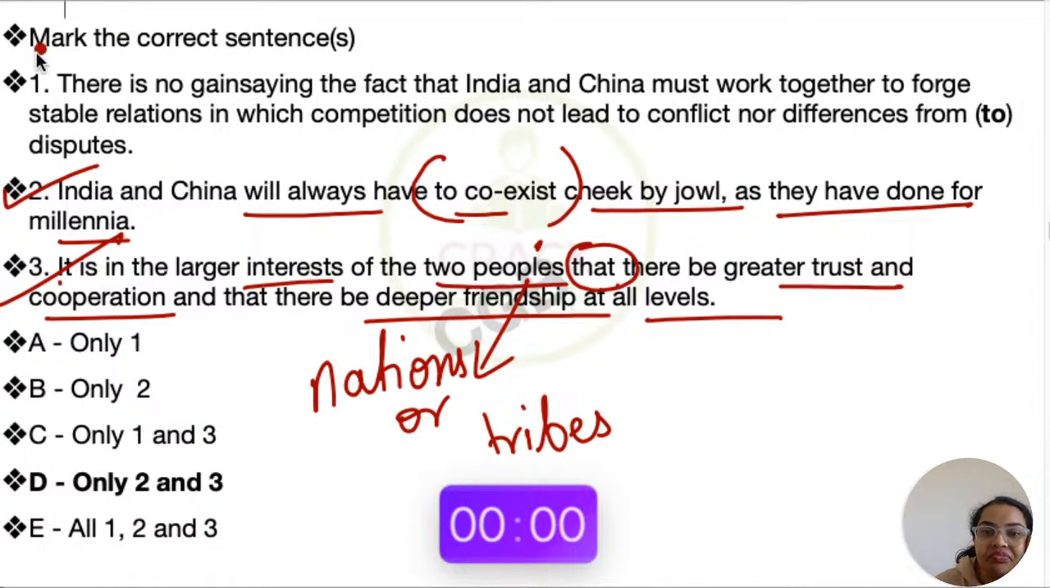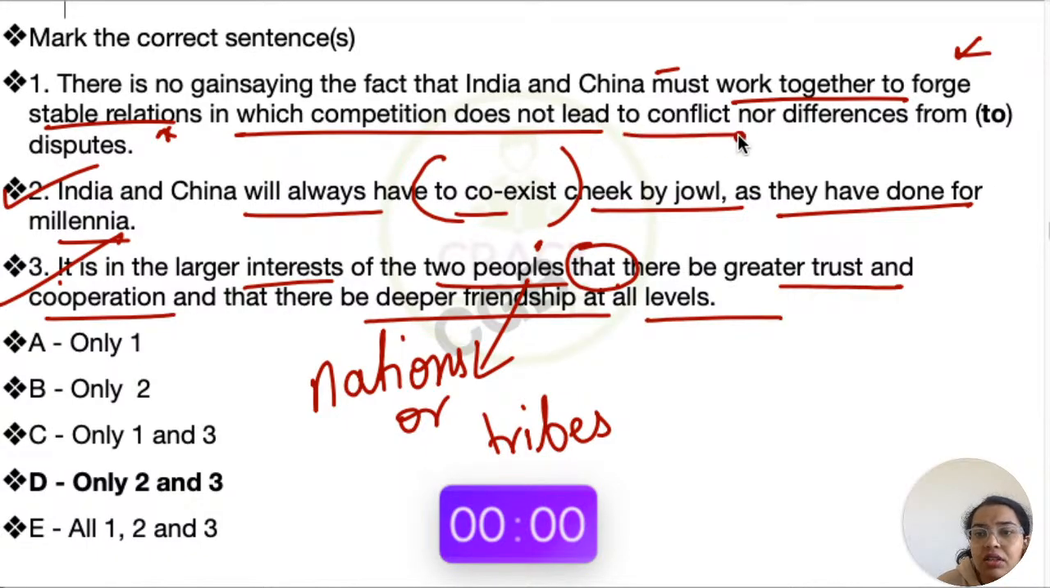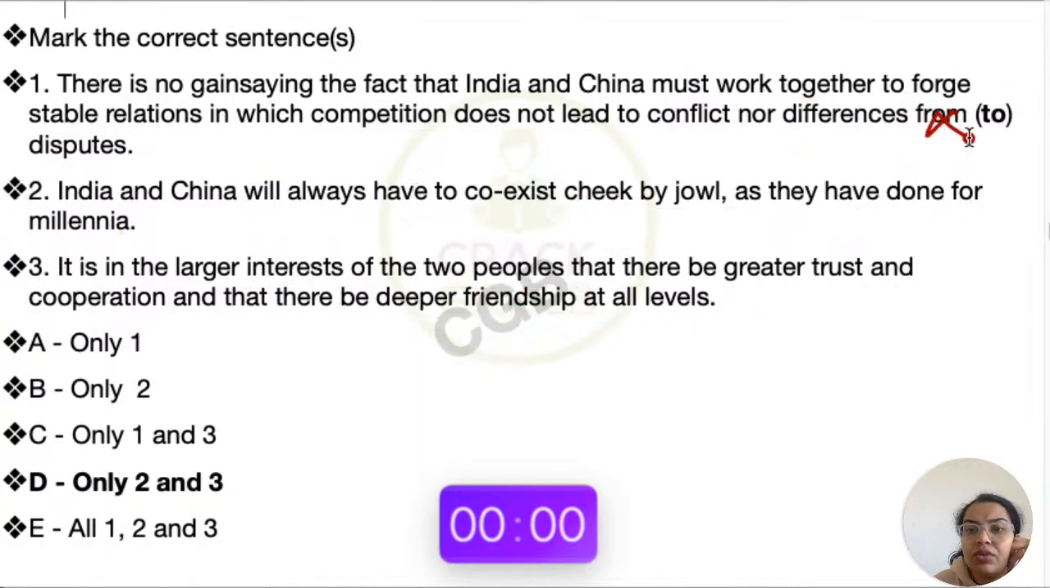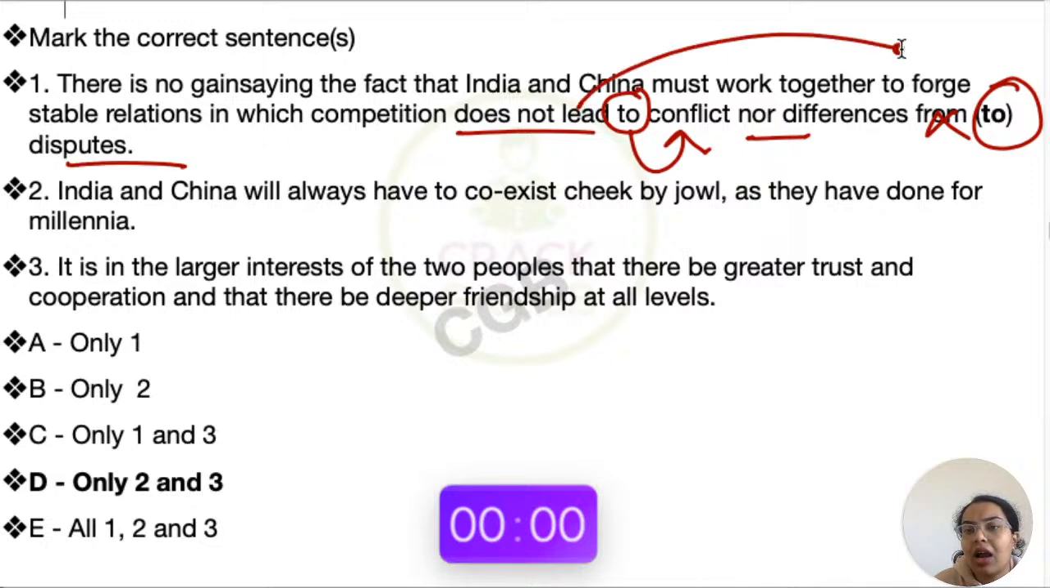The first one, there is no gainsaying the fact that India and China must work together. Subject verb agreement, all okay. To forge what? To make. This forge means to make stable relations in which competition does not lead to what? To conflicts, nor differences to disputes. Why is "from" not the one to use here? Does not lead to conflict, nor to disputes. For clarity, after nor, we are repeating our preposition that is going to work with the word lead. So here there was a parallelism issue.